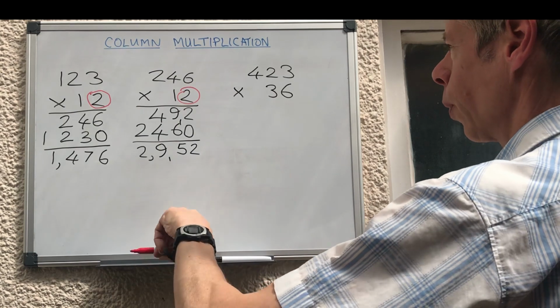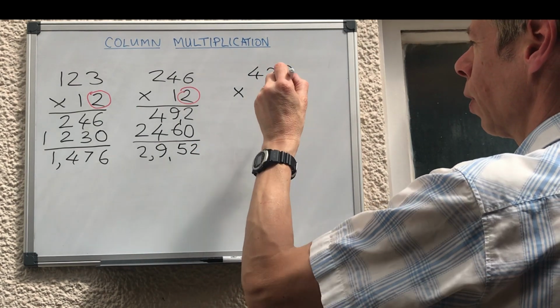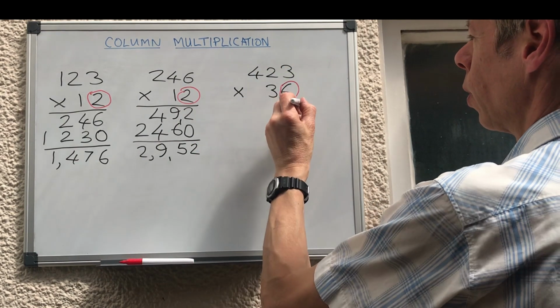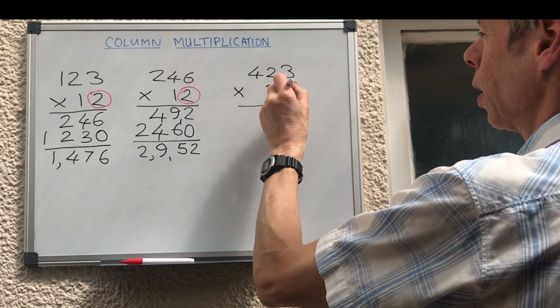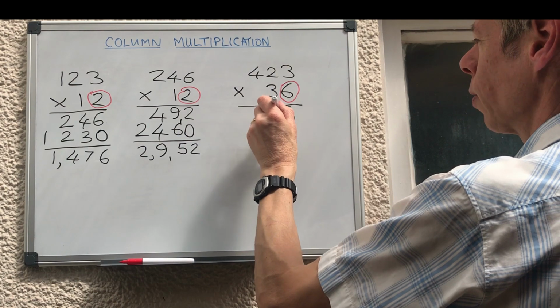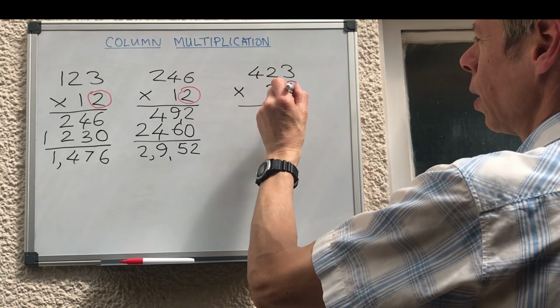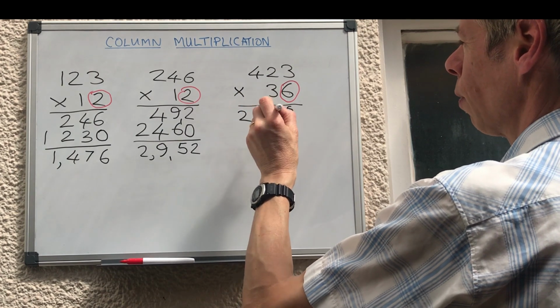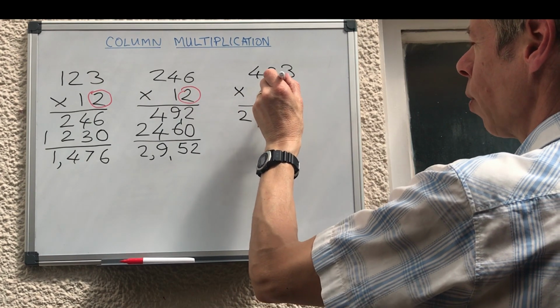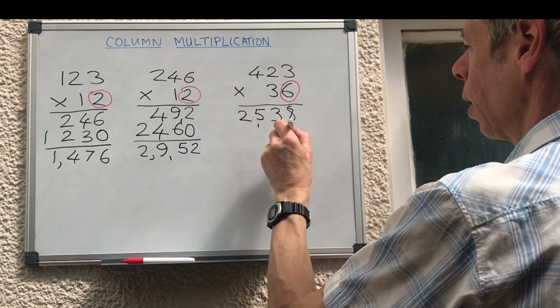Right, so what about 423 multiplied by 36? So again, we've got to do our 6 times everything first. So 6 times 3 is 18. Put the 1 down there. 6 times 2 is 12. Add the 1. Gives us 13. Put the 1 down here. 6 times 4 is 24. Add that 1 on to give us 25. Now we need to do 30 times that, so we put the 0 in.